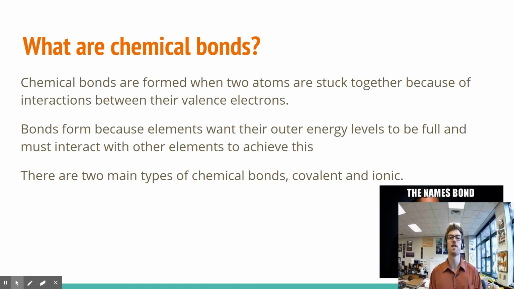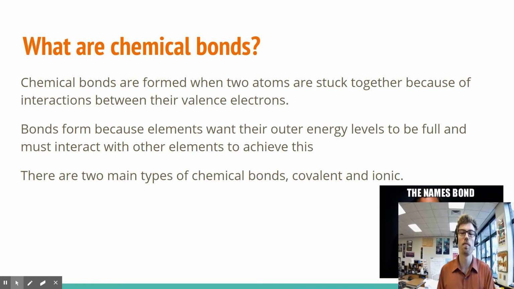Bonds form because elements want their outer energy levels to be full, and so they have to interact with other elements or other atoms in order to make this happen, right? They need to be either giving their electrons to another atom or getting their electrons from another atom.